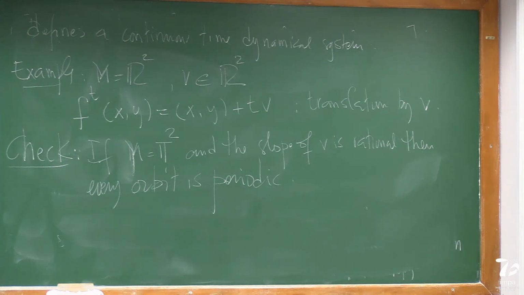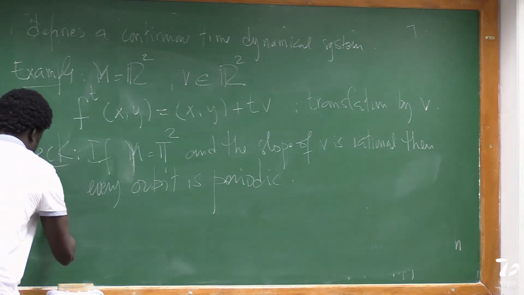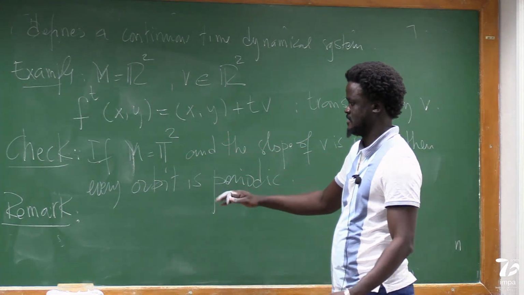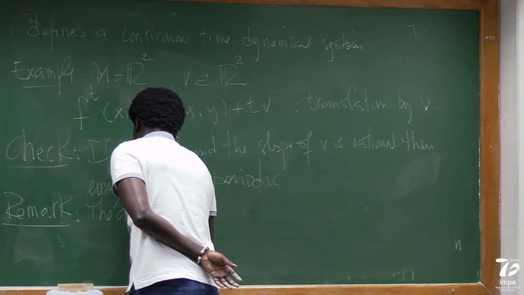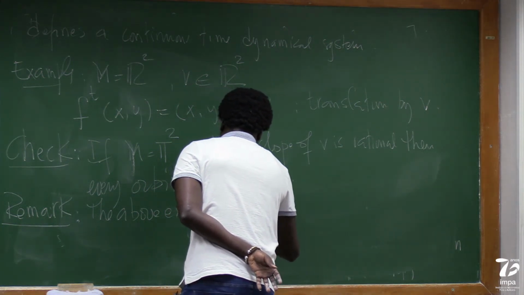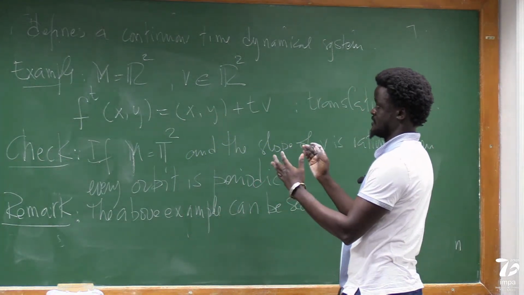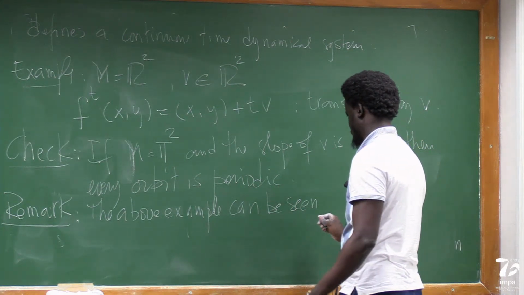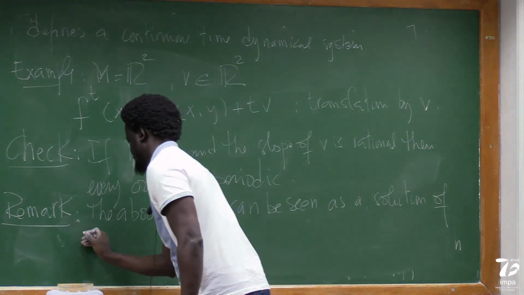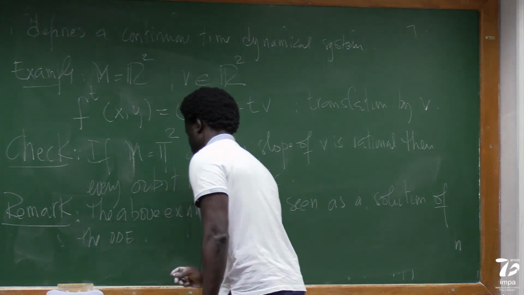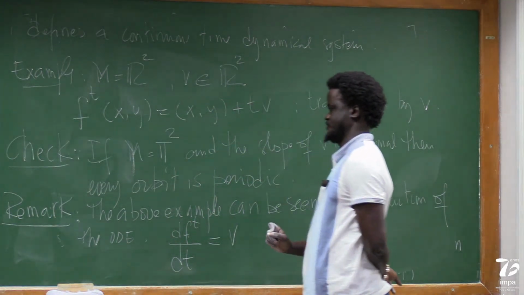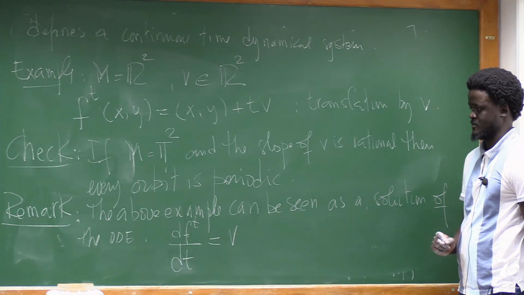So a remark here. Observe that the above example can be seen as a solution of an ordinary differential equation, the ODE that is just dF_t over dt is V.